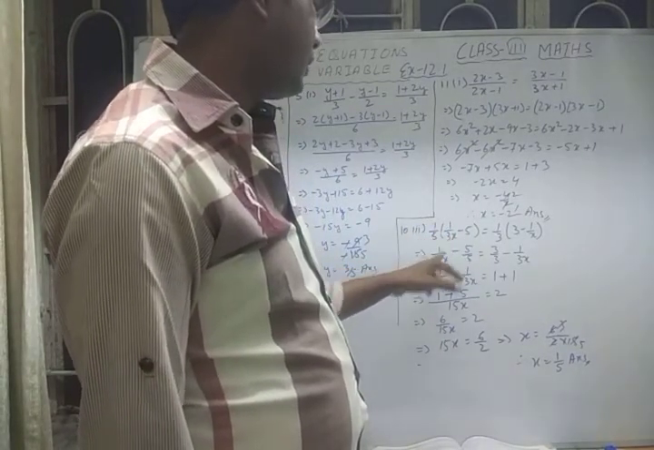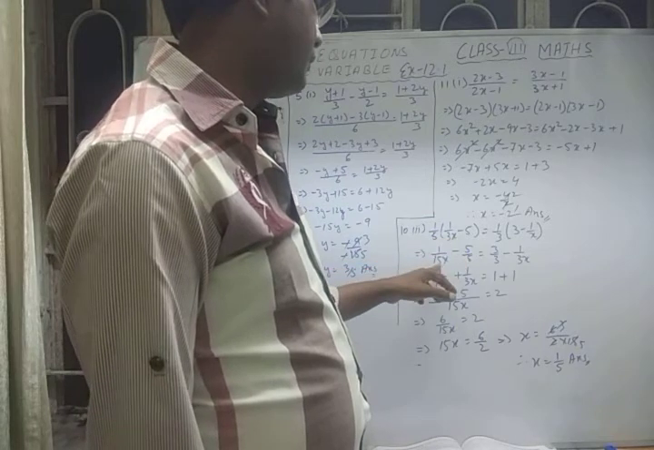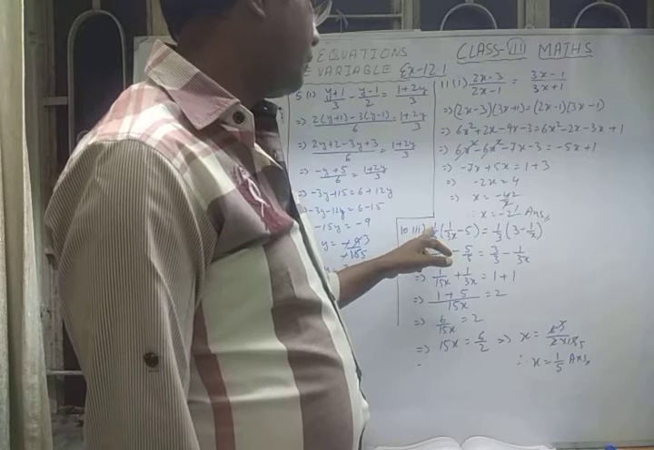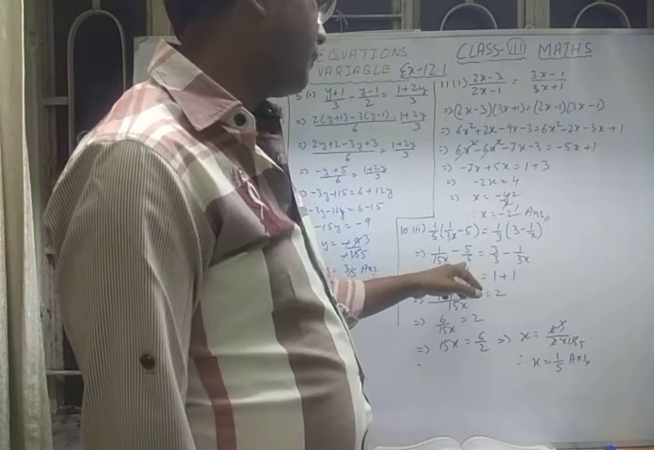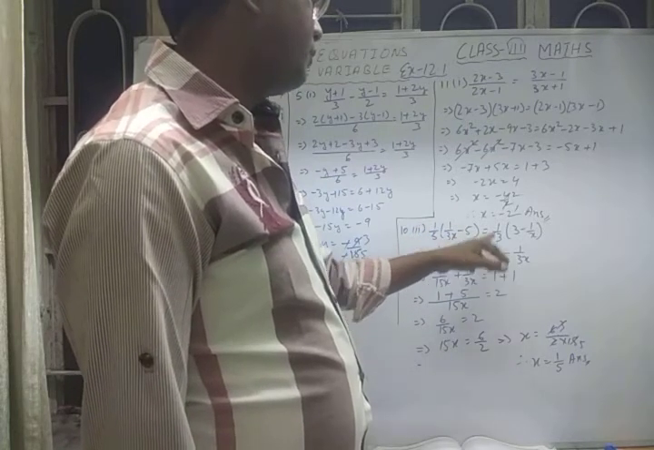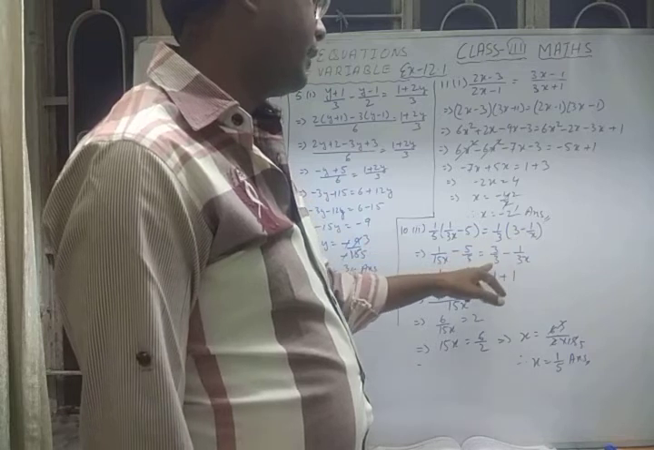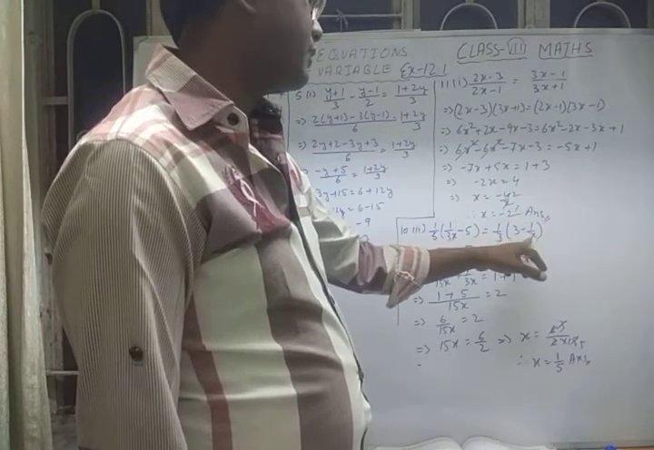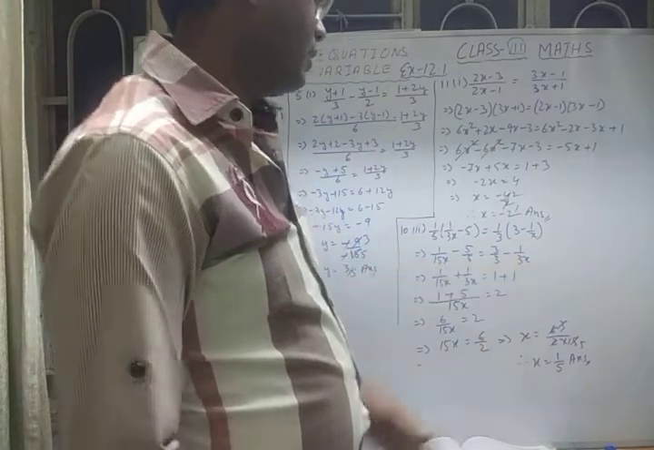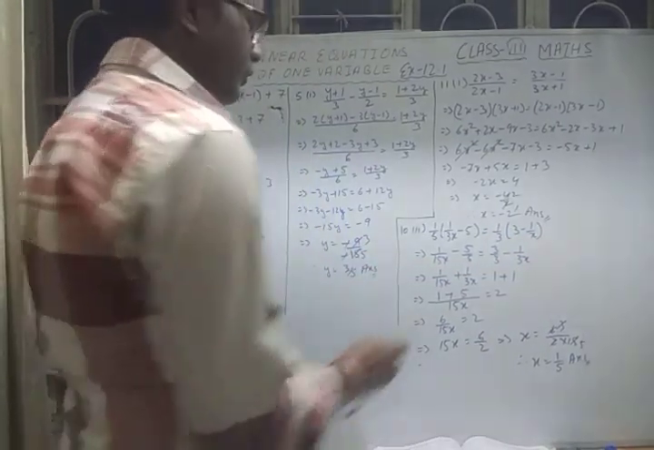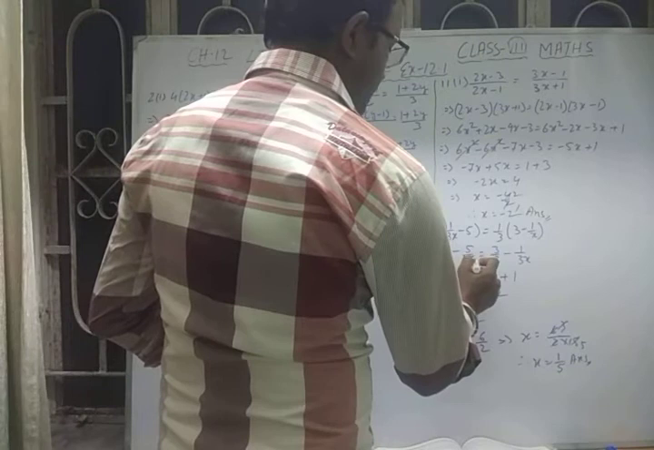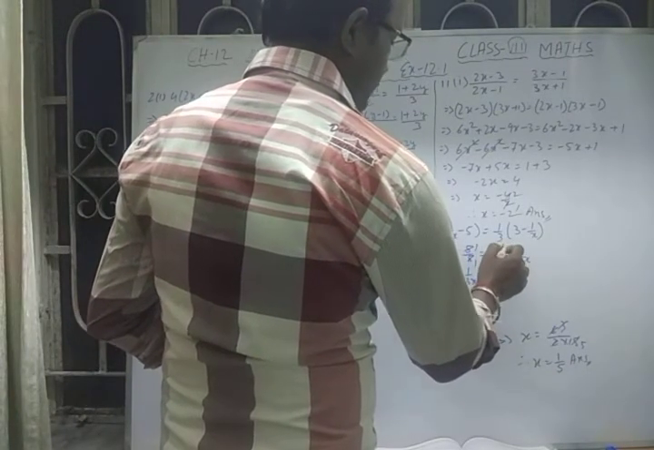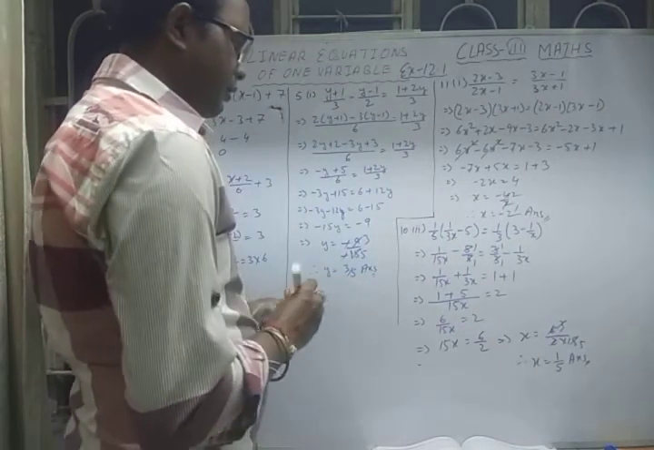So 1 1 is 1, 3 5 is 15. So it will be 1 by 15x minus 5, or 5 into 1 by 5, it will be 5 by 5, is equal to 1 by 3 into 3, it will be 3 by 3, plus, minus minus, so 1 by 3 into 1 by x is equal to 1 by 3x. Now what you will get here? You will get here this plus 5 1, 5 1 is 5, 3 1 is 3, and this will be 3 1 is 3.